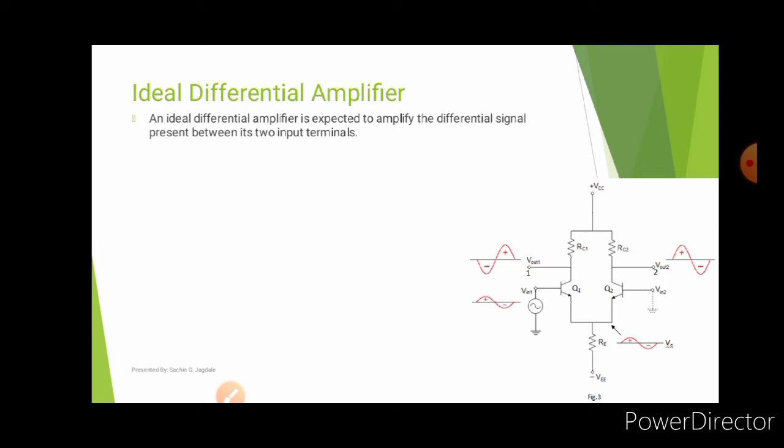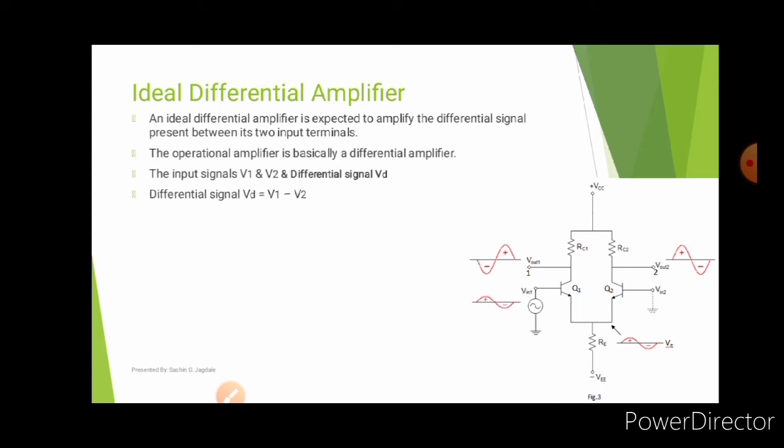Let us see how it happens. A differential amplifier is expected to amplify the differential signal present between its two input terminals. The two input terminals are Vin1 and Vin2. The operational amplifier is basically a differential amplifier. The input signals V1 and V2 give the differential signal Vd. So Vd is obtained where Vout1 and Vout2 meet. The differential signal Vd is always equal to V1 minus V2.